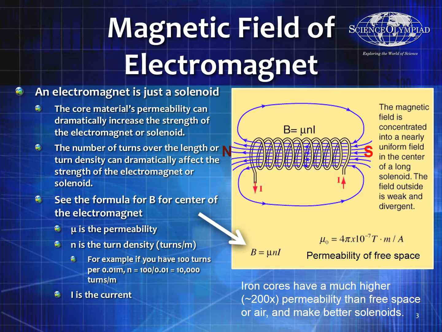If the core material is air or vacuum, then you can assume the permeability of free space, 4 pi times 10 to the minus 7 Tesla meters divided by amps.